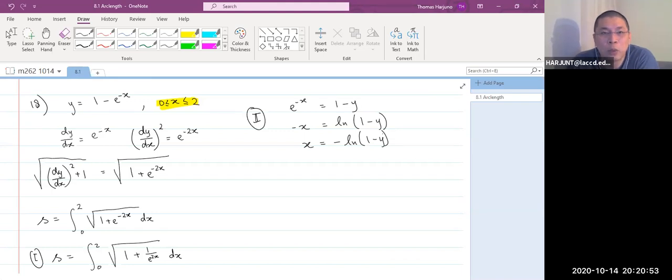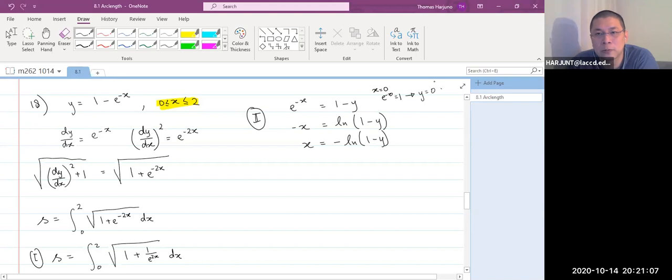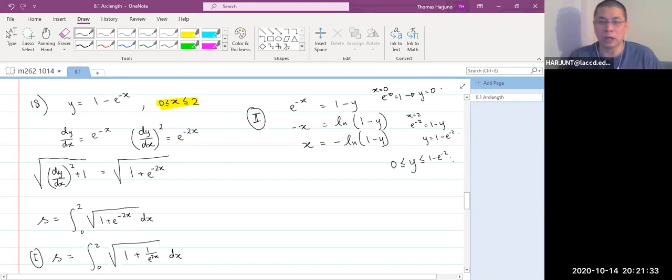Now the thing is, when x equals 0, e to the negative 0, that's 1, right? So y will be 0. When x equals 2, that's e to the negative 2 equals 1 minus y. So y equals 1 minus e to the negative 2. So my y later on will go from 0 up to 1 minus e to the negative 2. Again, I'm not sure if this is a good idea, but let me just try.